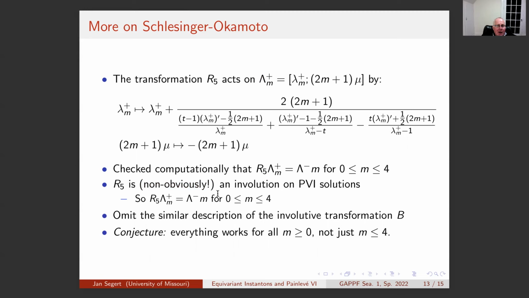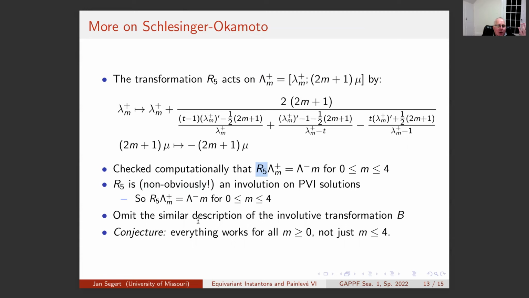So here's basically what you get. By explicit computation, I explicitly computed these, explicitly hit it with this transformation, saw this, and I'll omit the similar description of the involutive transformation B, which relates the other part of the diagram. So there's basically two sets of things like this, two explicit sets of transformations, which let you go between the solutions.